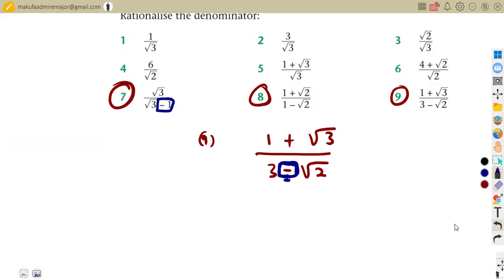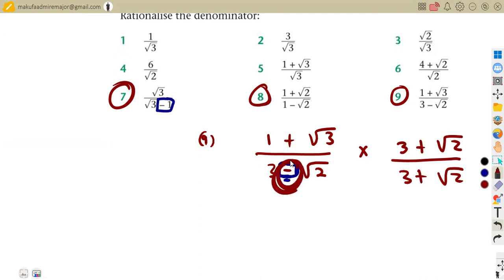So negative, it gives us a positive. So meaning to say I'm going to multiply by 3 plus the square root of 2, both the numerator and the denominator. The one that I introduced here gave us a positive. So you use it as a positive. Meaning to say for this one, you were going to introduce a negative. It becomes a positive. So it's square root of 3 plus 1 over the square root of 3 plus 1.